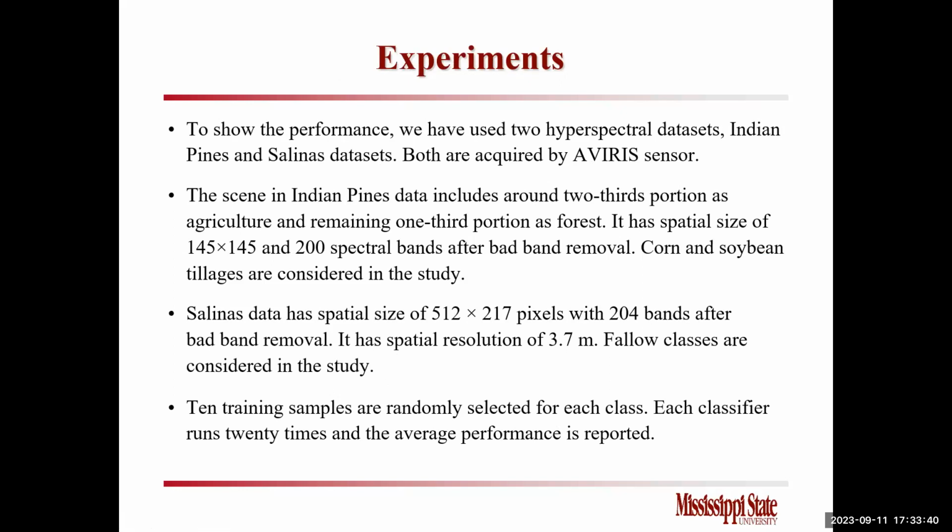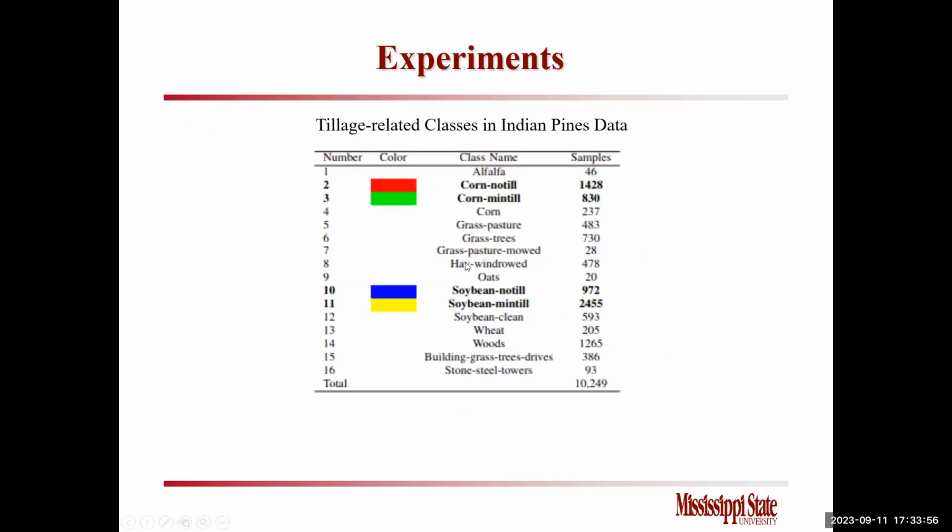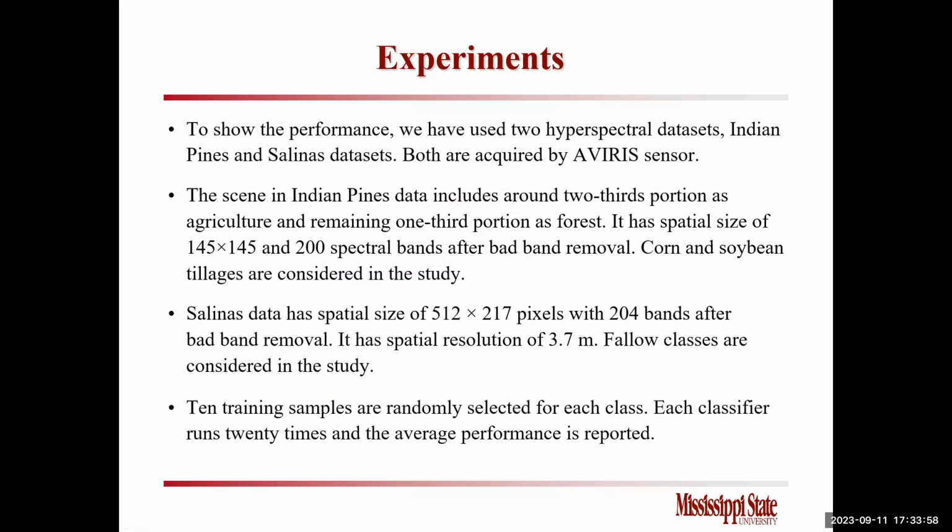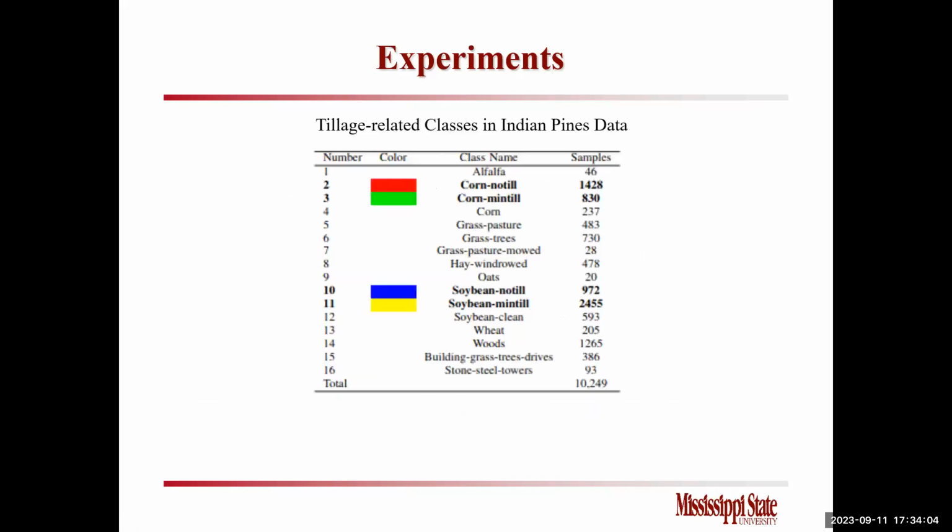Okay, so I'm going to show you some experiments. Here we use two hyperspectral sensor datasets. One is Indian Pines, another is Salinas. Both are about agricultural fields. For Indian Pines, after the bad band removal, we have 200 bands, and we have corn and soybean tillage practices as classes. So we have corn not till or corn minimum till, and then we also have soybean not till or soybean minimum till.